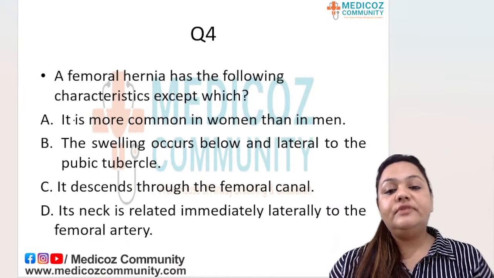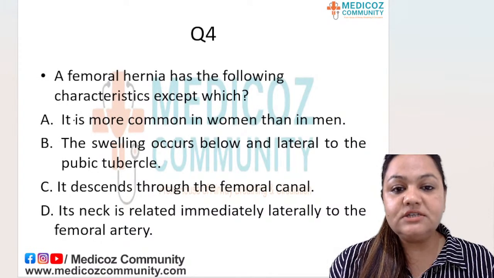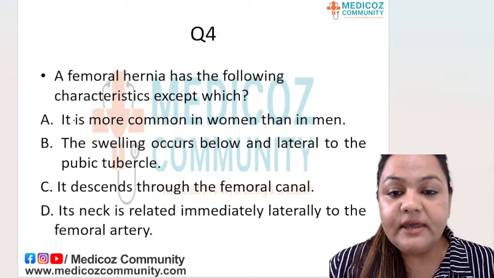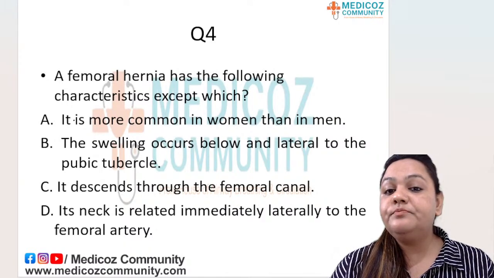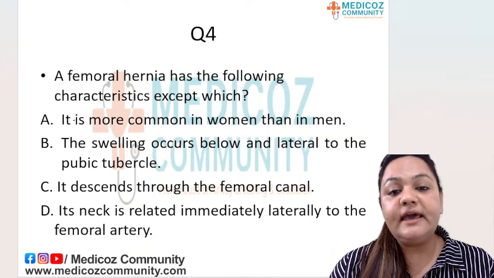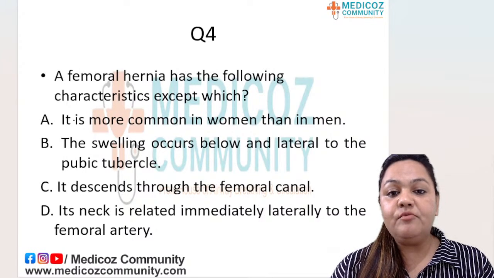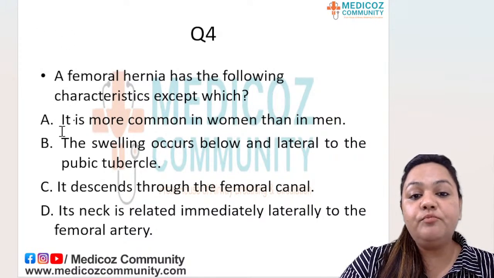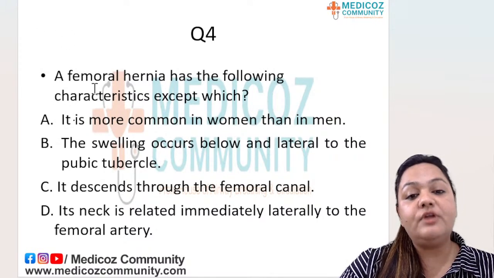Now we will start with question number 4. So what is question number 4? A femoral hernia has the following characteristics except which? So we have to find out the characteristics of the femoral hernia, but there is a point. We need to find out the point which is not related to the femoral hernia.